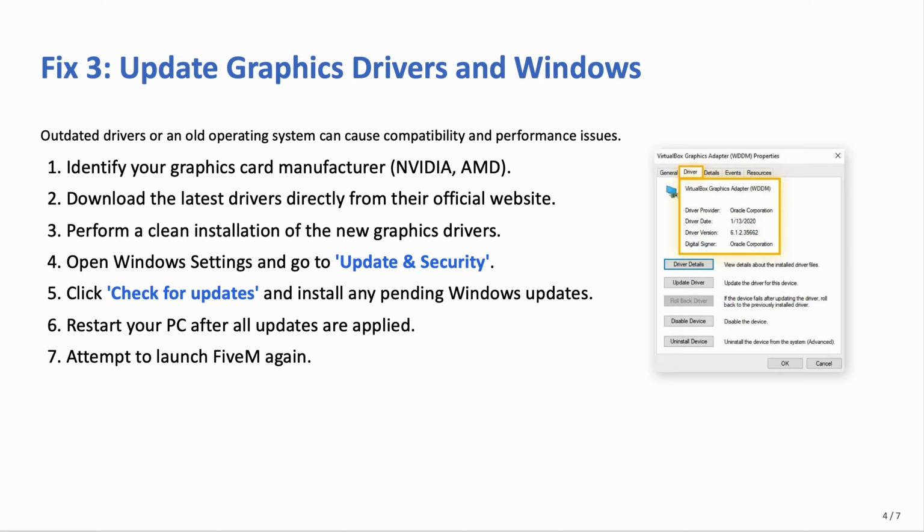Open Windows settings and go to update and security. Click check for updates and install any pending Windows updates and restart your PC, and after all the updates are applied, attempt to launch 5M again.